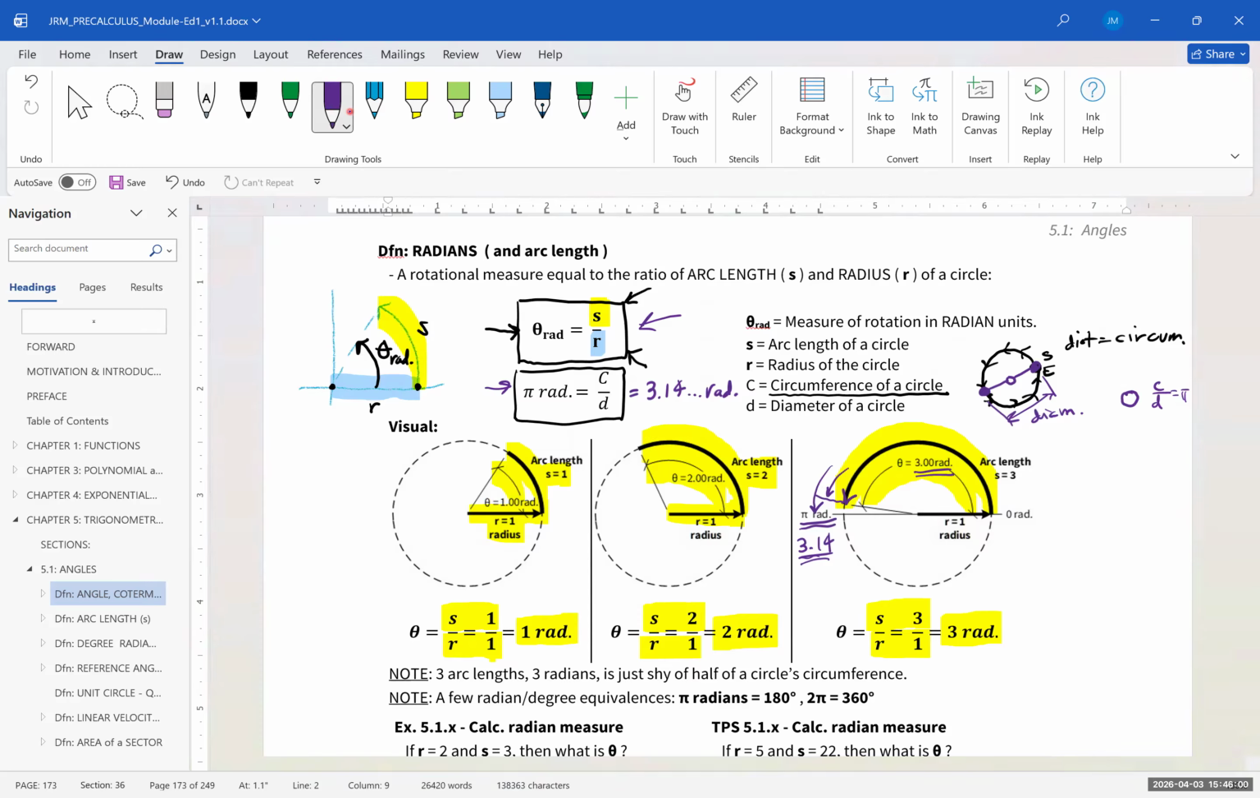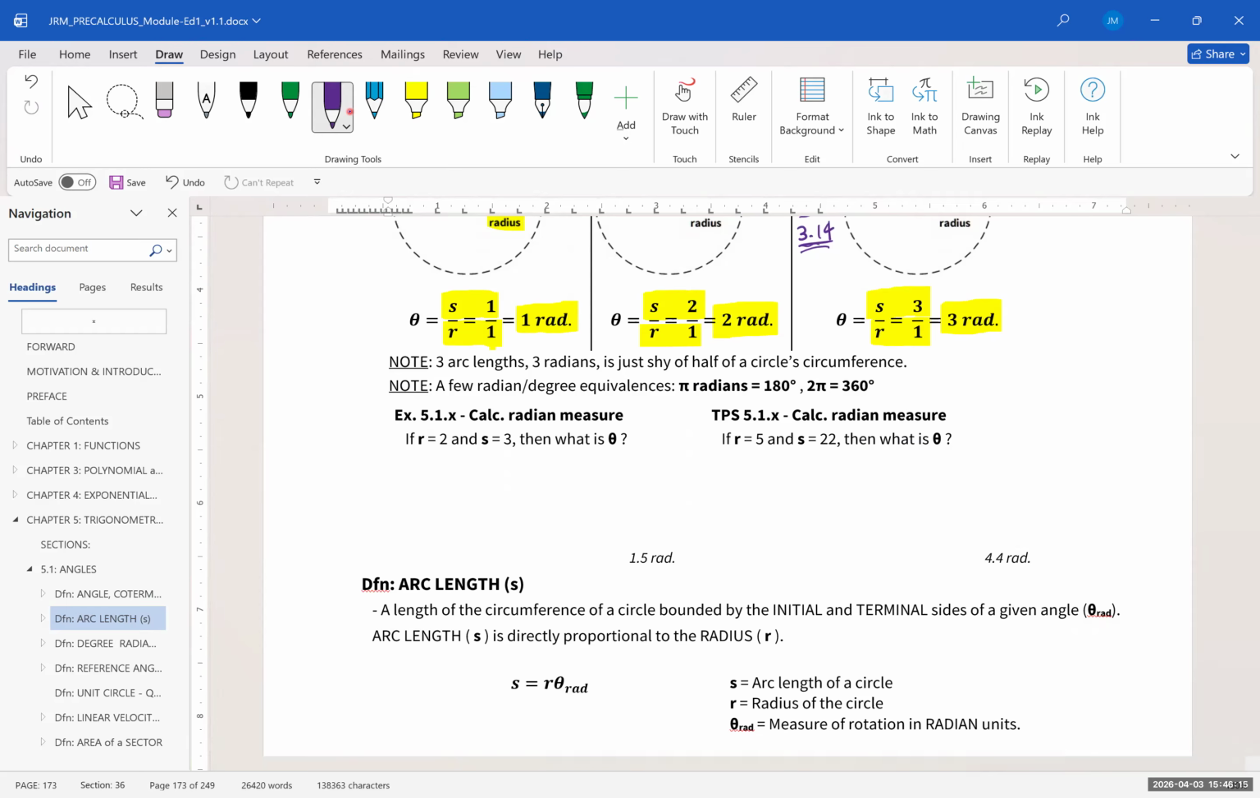Okay. All right. So that just shows 3 examples of this relationship between arc length and radius and how that equates to radians of rotational measure. So let's now push on further and look at calculating this ourselves. Here I've got an example first and a think pair share second. This is asking us to calculate radian measure. If the radius of the arc is 2 and the length of the arc is 3, then what is the rotational angle?